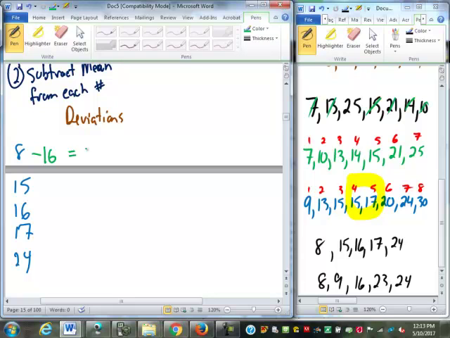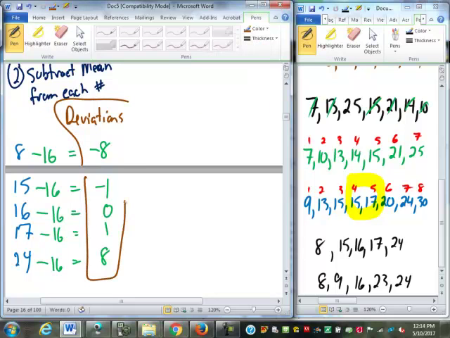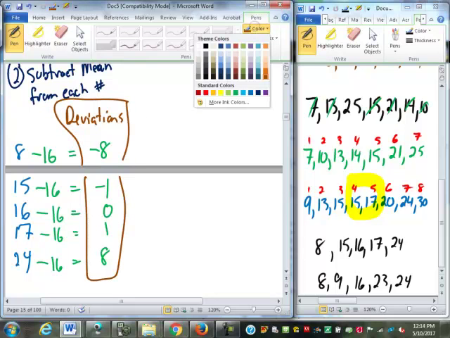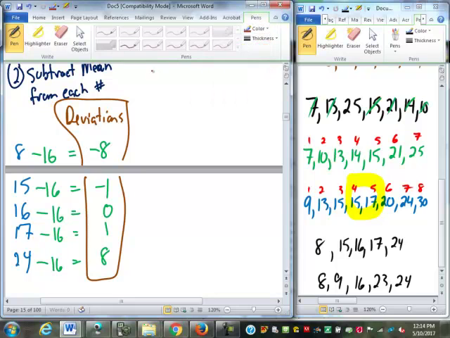So 8 minus 16 is negative 8. 15 minus 16 is a negative 1. 16 minus 16 is 0. 17 minus 16 is positive 1. 24 minus 16 is a positive 8. As I said, these are called the deviations.